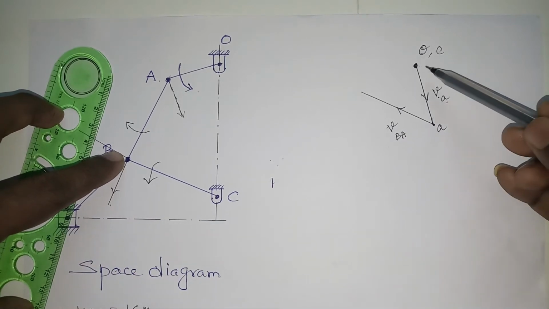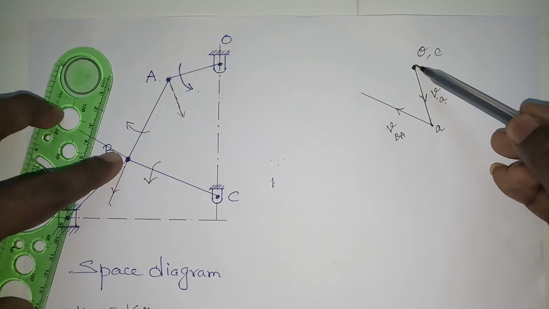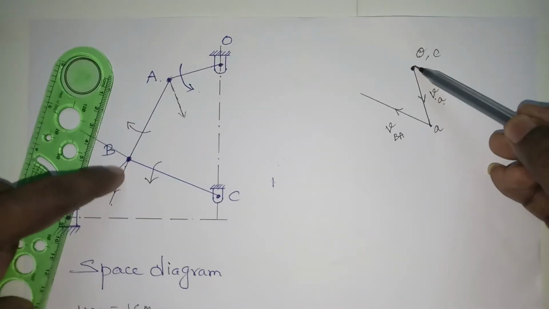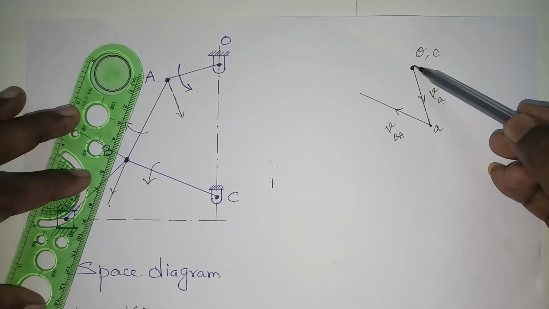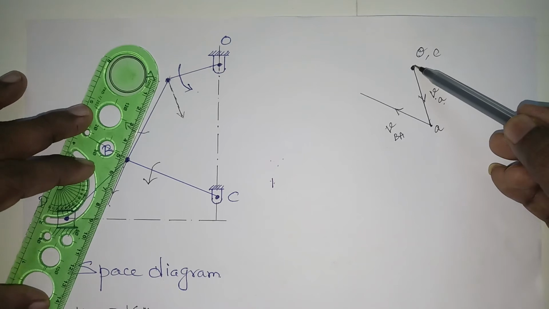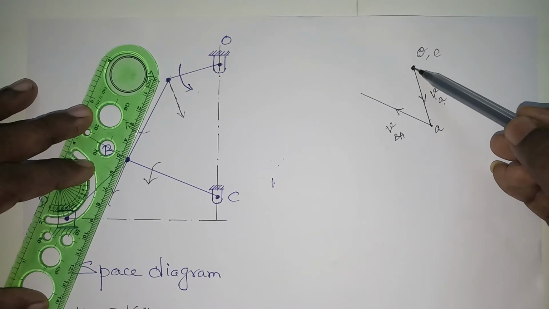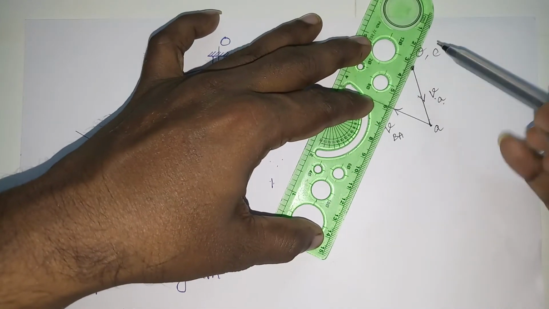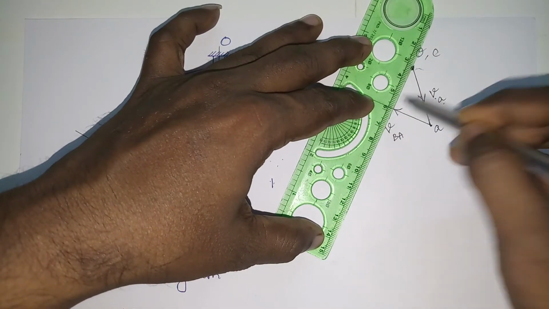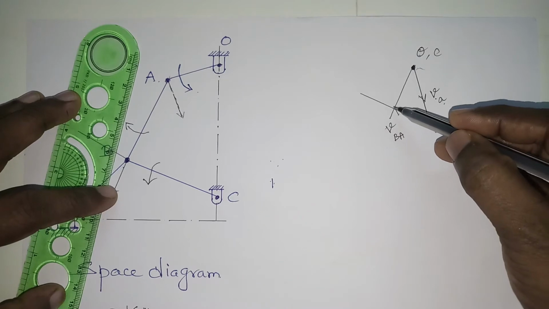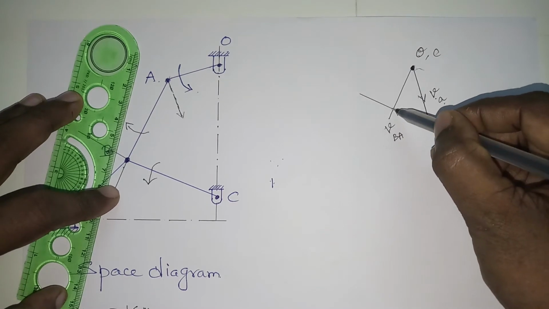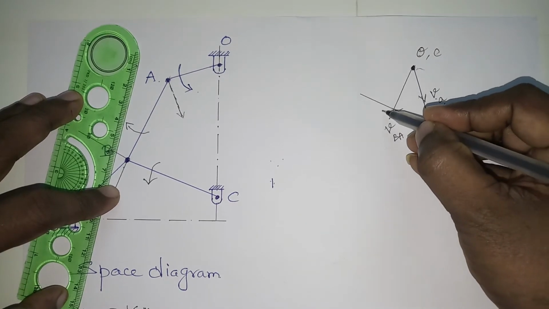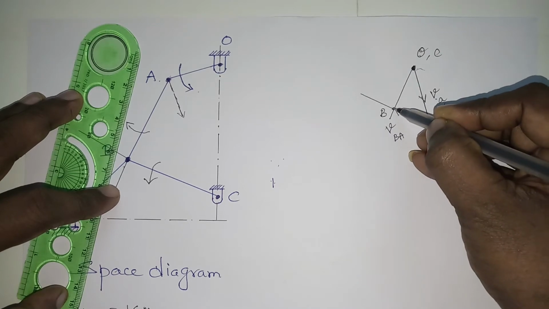So here you can see already the C point is located. Now you have to locate the B. Place your ruler here and simply move towards the point C and just extend the line here. So these two intersecting points will give the point B. So this is point B.